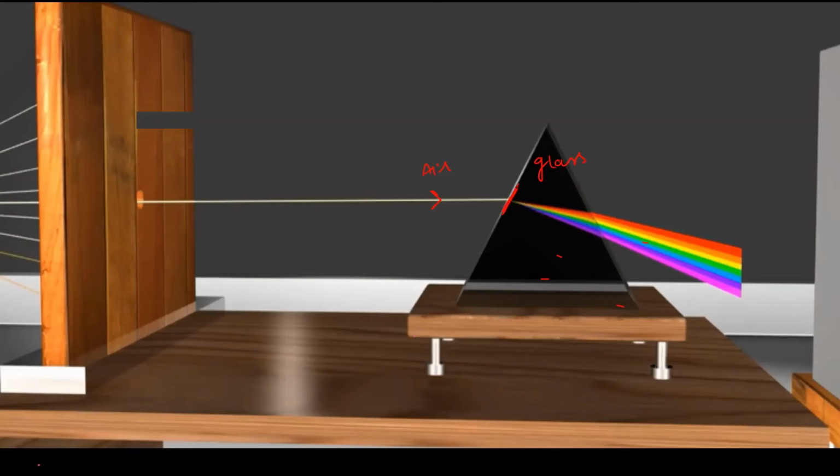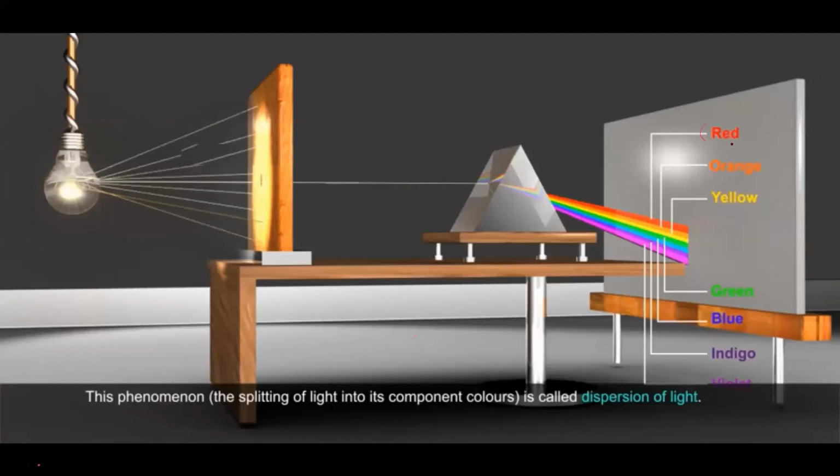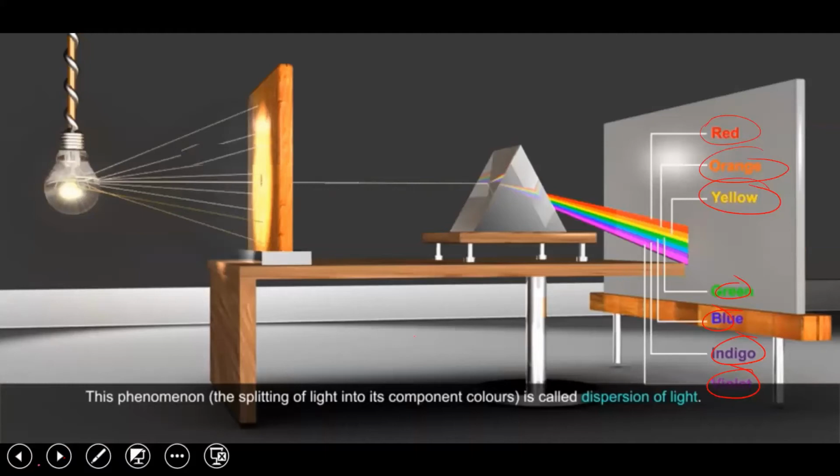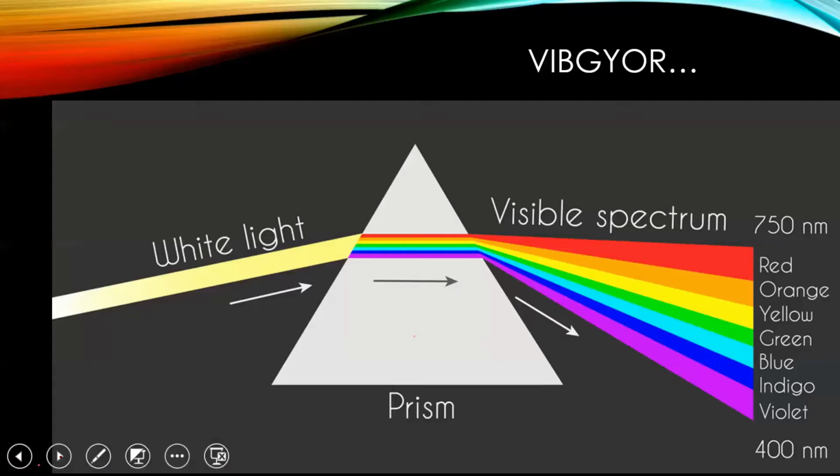So what is happening over here? Two phenomena are taking place. One is refraction because change of medium is taking place. Another is dispersion. Right? Okay. This is the band of colors: red, orange, yellow, green, blue, indigo, violet. A small mnemonic you can use over here is basically VIBGYOR. Right? Spectrum of colors.